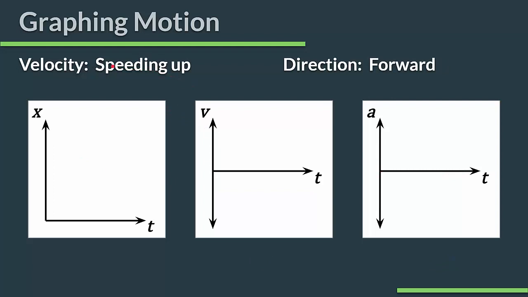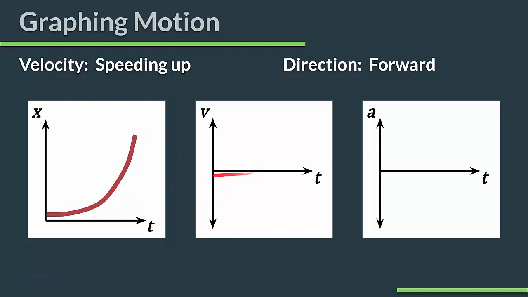Okay, speeding up while moving forward. We've seen examples of this today. You saw an example of this in your gizmo. But if I want to show something is speeding up moving forward on my XT graph, first of all, forward means positive slope, but my slope has to change because I'm getting faster. And getting faster means getting steeper in terms of a slope. This would be an example of an object that is moving forward and getting faster, speeding up.